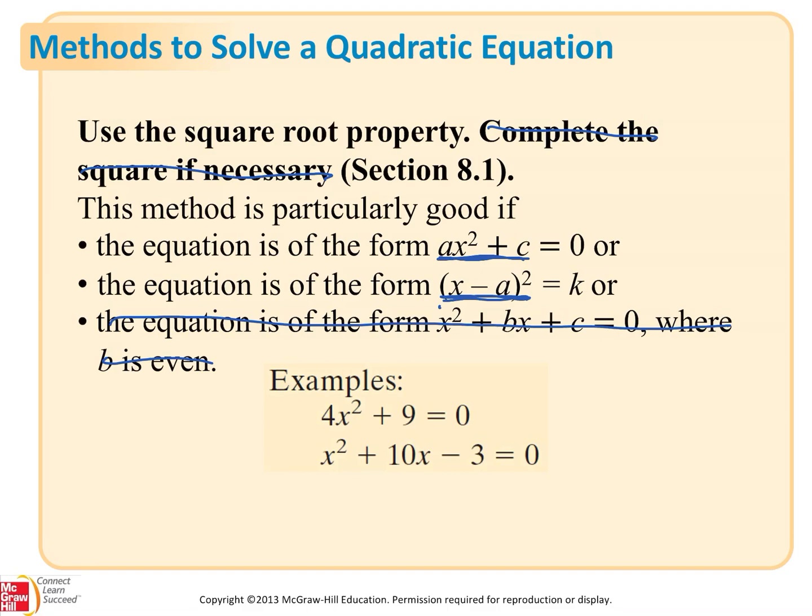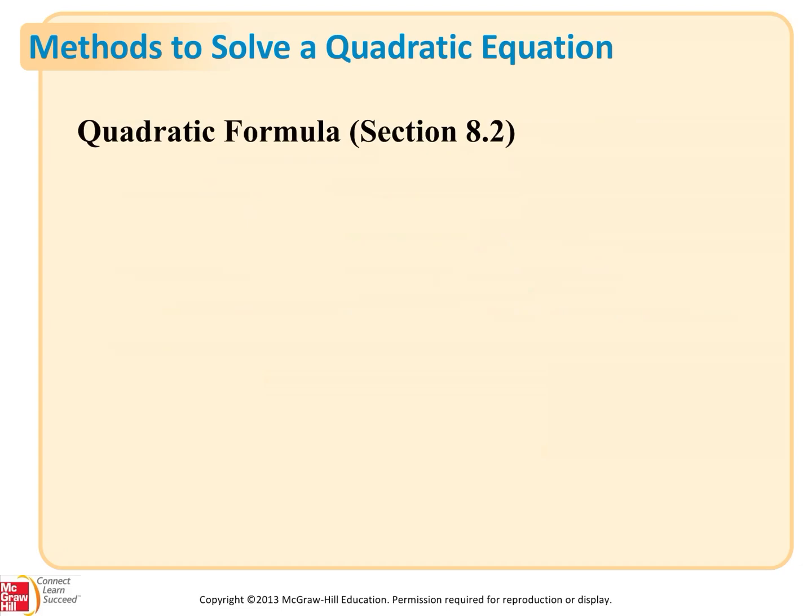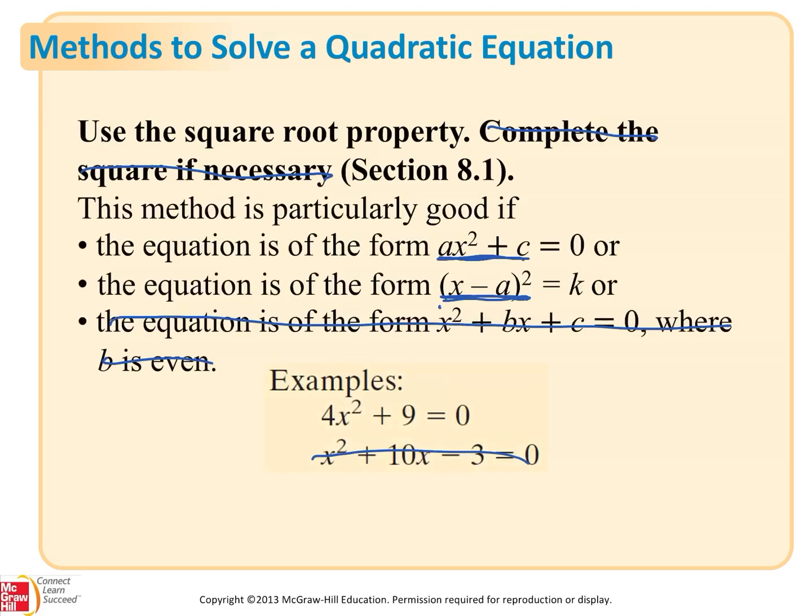All right, so here's a couple of examples. The first one is the one we want to look at. We're not going to look at that one. We would subtract the 9, divide by 4, and then take the square root, right? And so it would be plus or minus the square root of negative 9/4, which would be 3/2 i. So plus or minus 3/2 i.